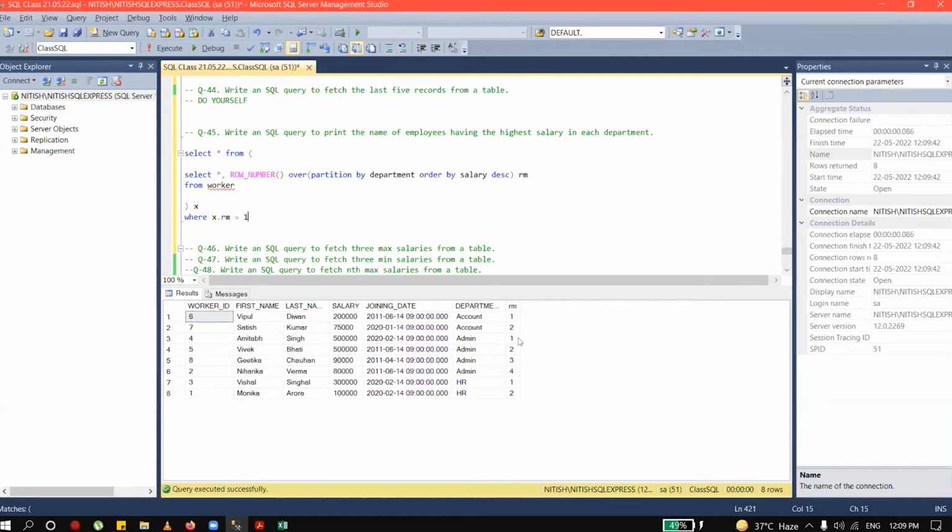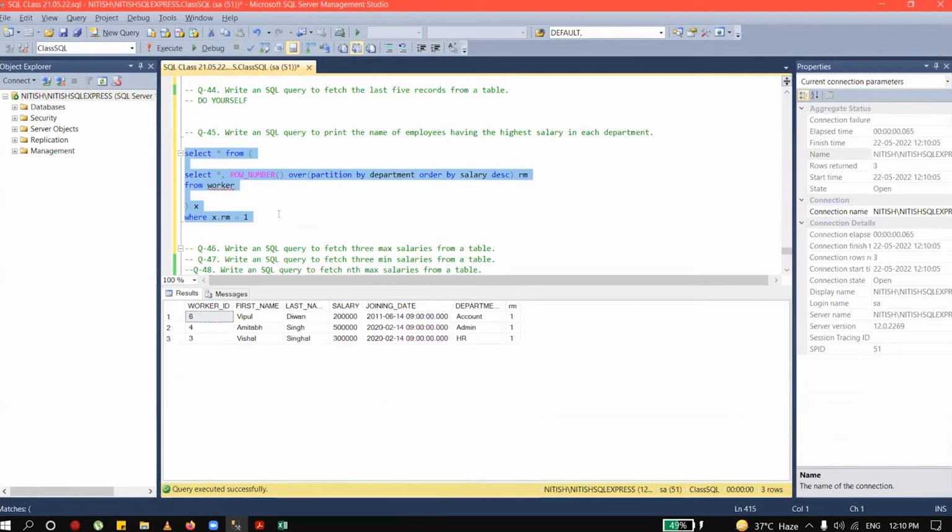So RM is not giving the rank. According to that, my Amitabh and Vivek both are first with 5 lakhs, but it will give me only Amitabh for the admin department. You can see the answer. Only one for the admin answer.